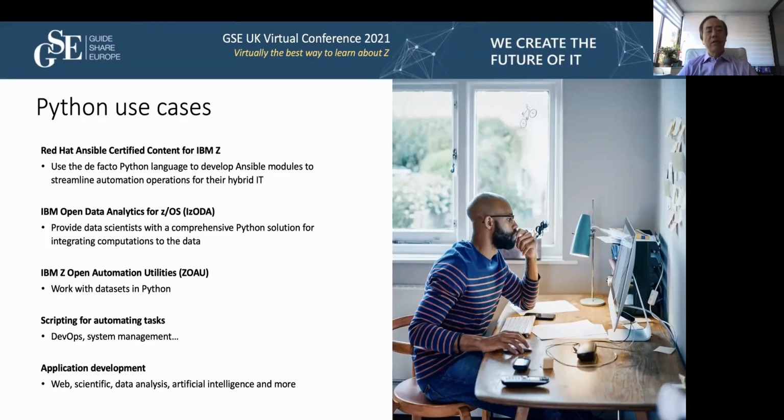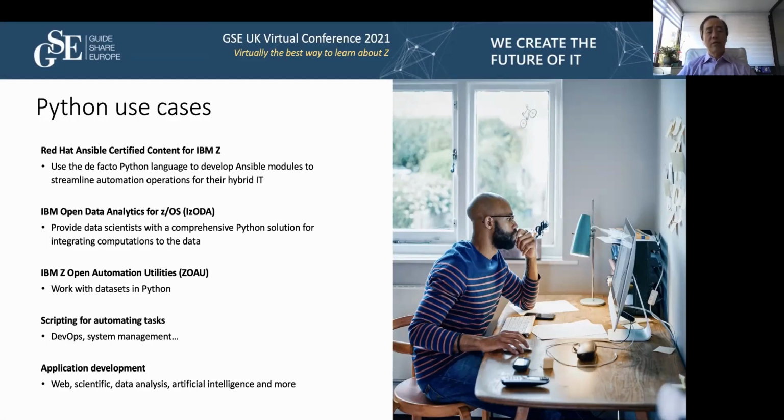If you're using data sets and you want to program in Python, you can use the Z Open Automation Utilities. It has great Python support, and Python itself runs on the USS side. But if you want to work with the more traditional MVS side, ZOAU is really a very good way to go, and it's also free.